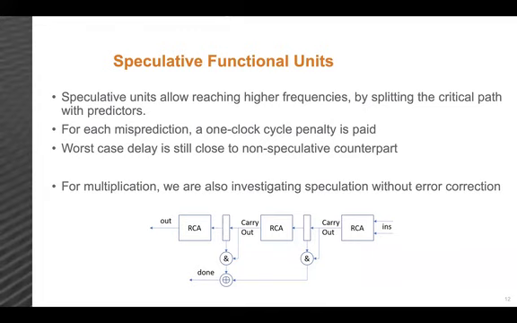In this diagram, you can see a very simple version of a speculative adder, which is basically a chain of ripple carry adders broken by predictors. The behavior of these units is that, from right to left in this example, every time a misprediction occurs, you pay one clock cycle to fix the prediction. And when all the predictors are right, the operation is considered completed, and a done signal is emitted to notify the rest of the circuit.